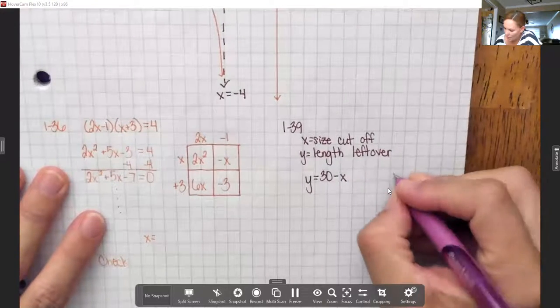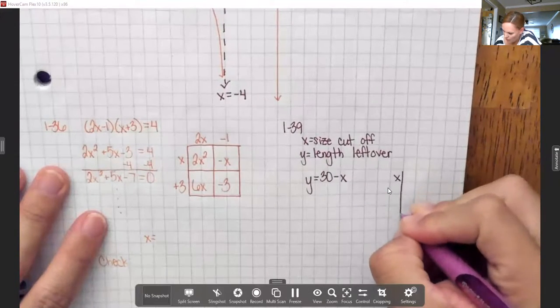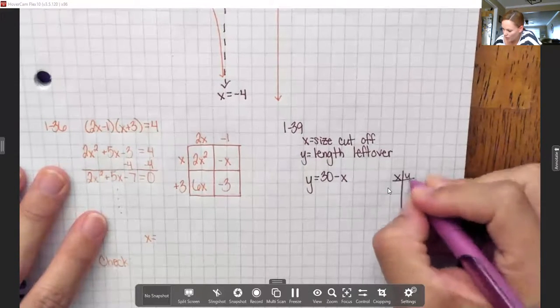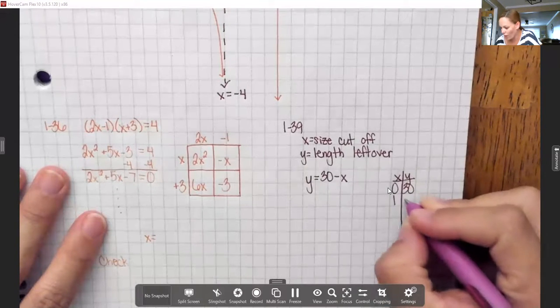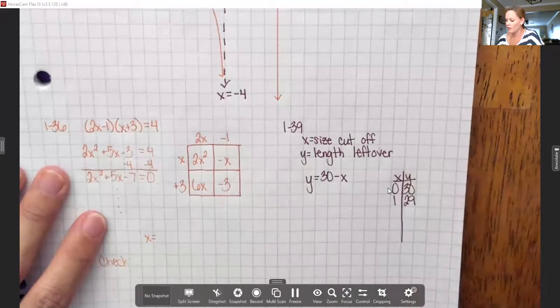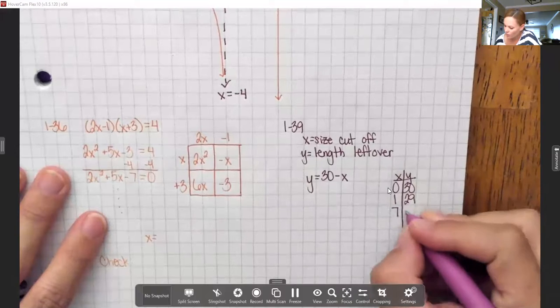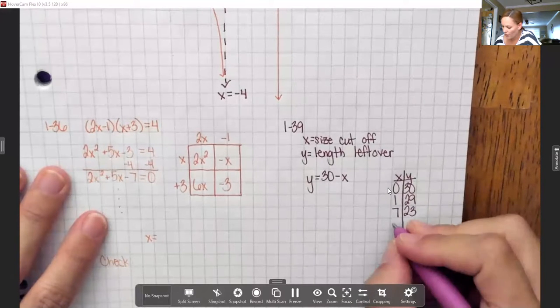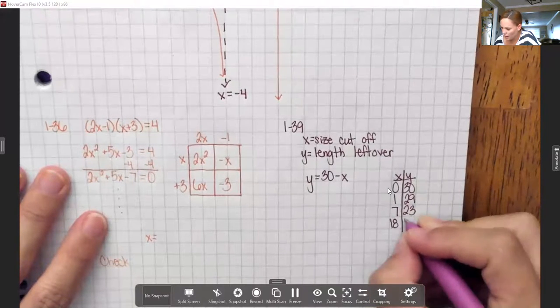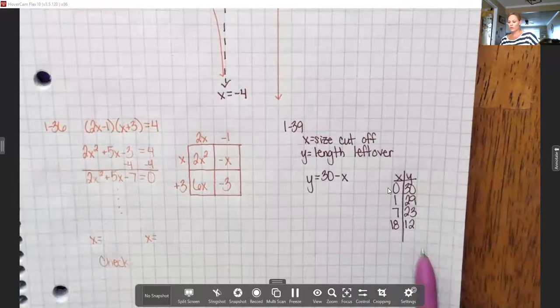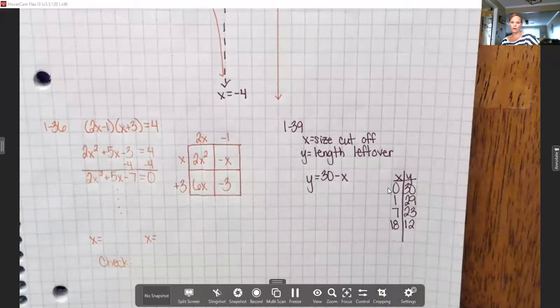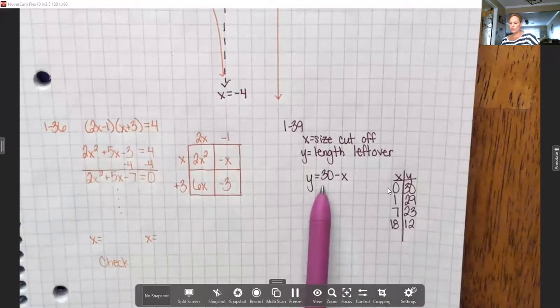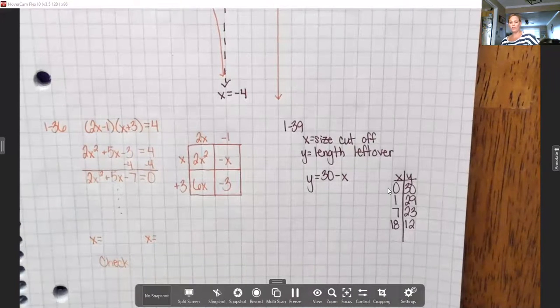Again, if you think about a table, and maybe I should have done that before the equation. If I don't cut anything off, I have 30 feet left. If I cut 1 foot off, I have 29 feet left. If I cut off 7 feet, I have 23 left. If I cut off 18, I have 12 left. So to get how much is left, you subtract how much you cut off from 30. So there's a table, there's our equation, and then you would want to graph it.